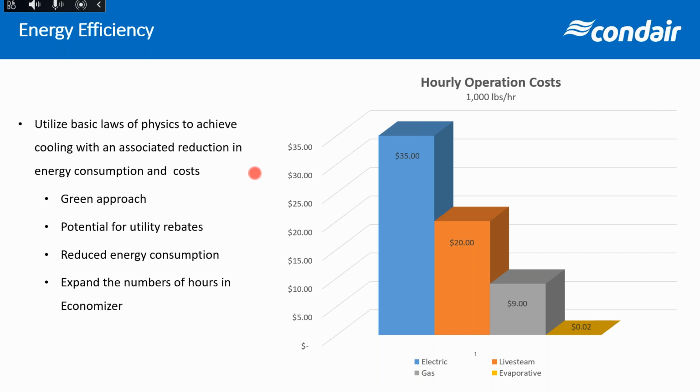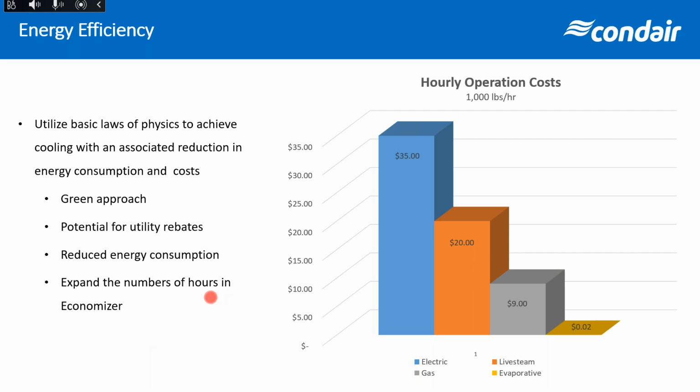There is heating required in some instances, so that levels the playing field a tiny bit, but not nearly to the effect that adiabatic doesn't deliver a very strong energy efficiency message. It also creates an expanded number of hours in economizer mode for most buildings, which is another solution that helps us save some energy.